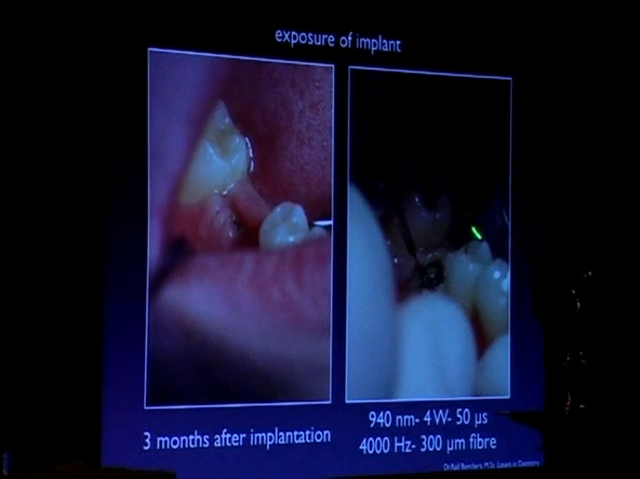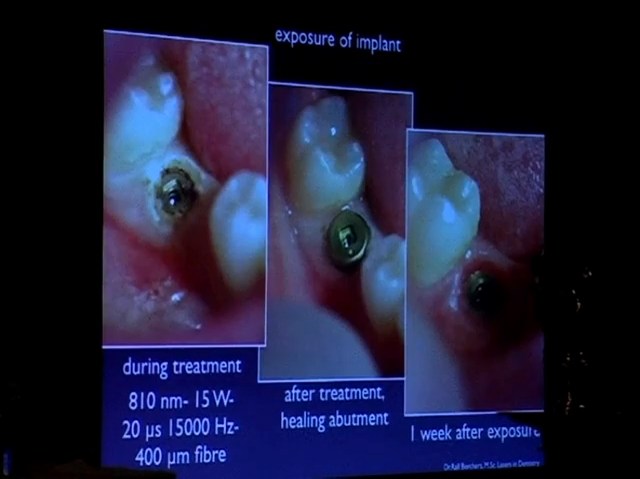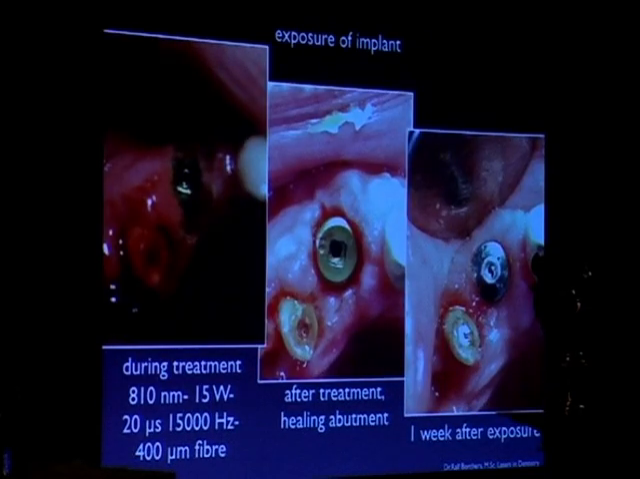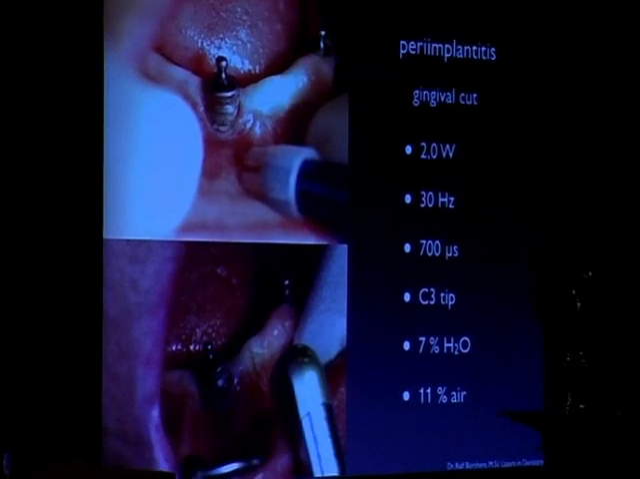And once again, done with diode laser, this time 940 again, 4 watts. It's during treatment, directly after treatment with healing abutment, and 1 week after exposure. And another case, done with an 810 and 15 watts, same result.